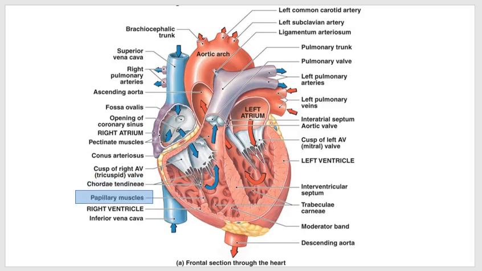There's your chordae tendineae, your papillary muscles to anchor it. And then this is the right ventricle. So the right ventricle pumps blood to the lungs.